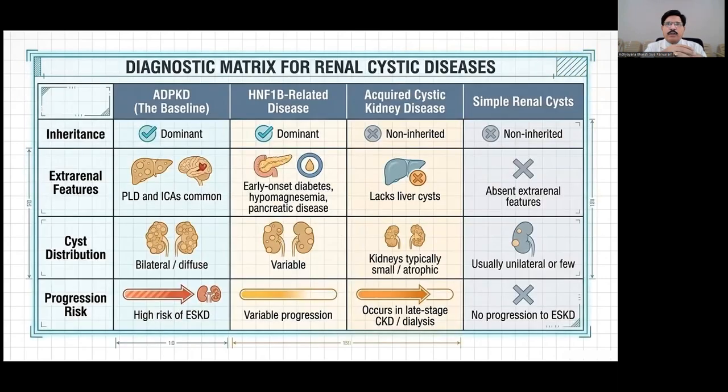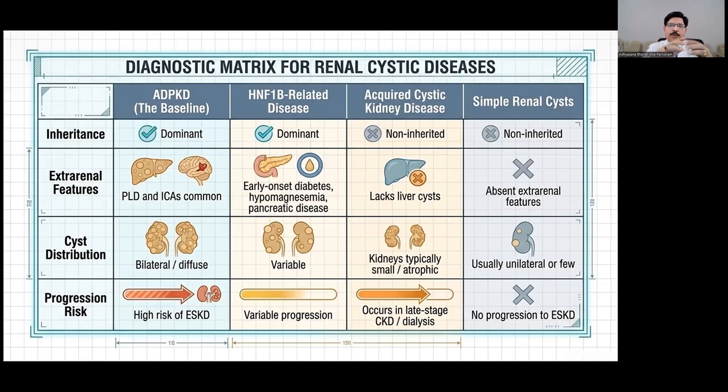Okay, now the matrix you see: ADPKD, HNF1B related disease, acquired cystic kidney disease, simple renal cyst. What is the inheritance? ADPKD, autosomal dominant. Likewise, HNF1B related disease, that's also dominant. Acquired cystic kidney disease, not inherited. Simple renal cyst, not inherited.